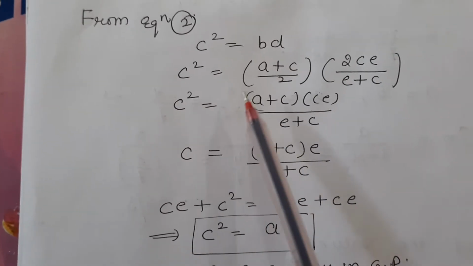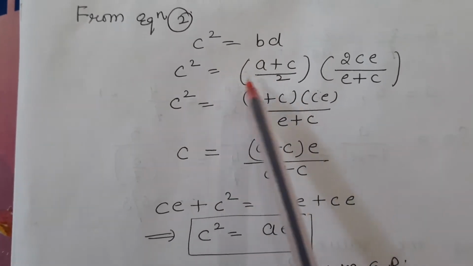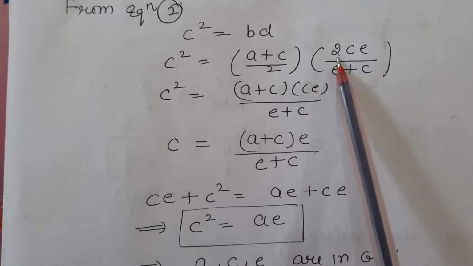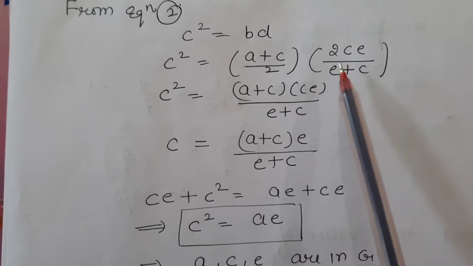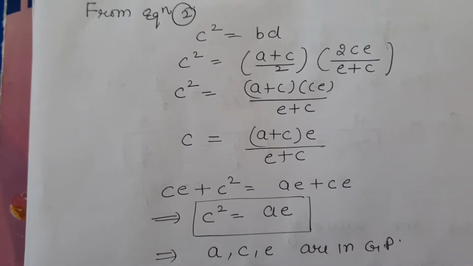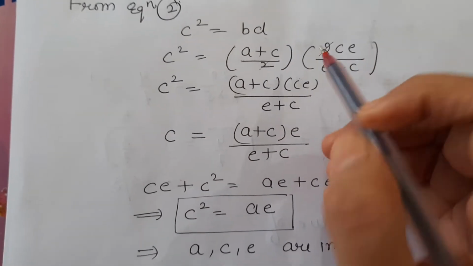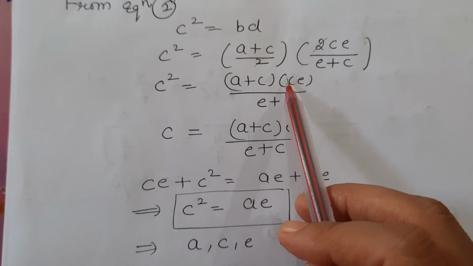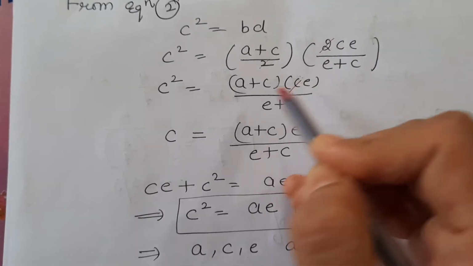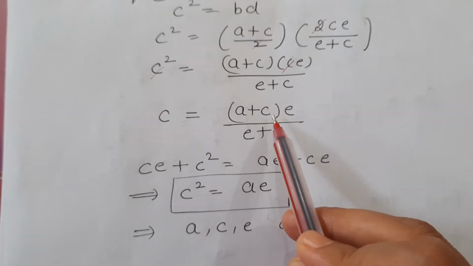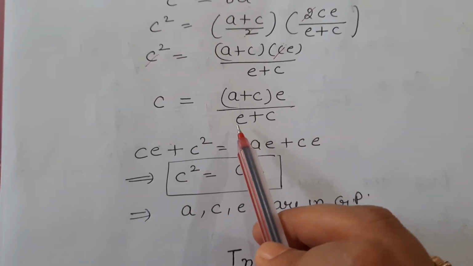So from equation 2, you will get C square is equal to A plus C by 2 and this is the value of D, 2CE upon E plus C. Now look here, this 2 will be cancelled. Then you get this. Now this C is also going to be cancelled. So you will get C is equal to A plus C into E divided by E plus C.